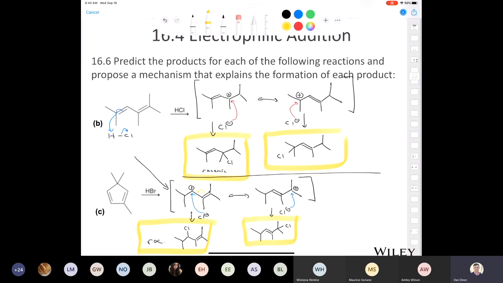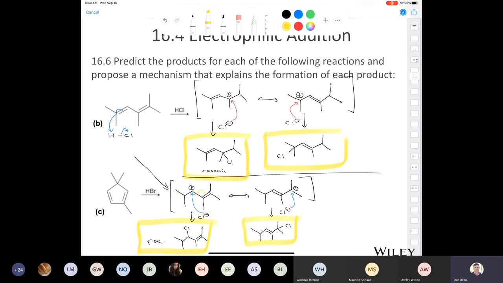Now you might be thinking, whoa, that's a lot of crazy work. But if you take it step by step, it's a very methodical process. All you're doing is adding HCl to one of the pi bonds in a Markovnikov fashion, drawing the two resonance structures, and then giving a nucleophilic attack. And then you just do it to the other side. That's really all that's happening in here.